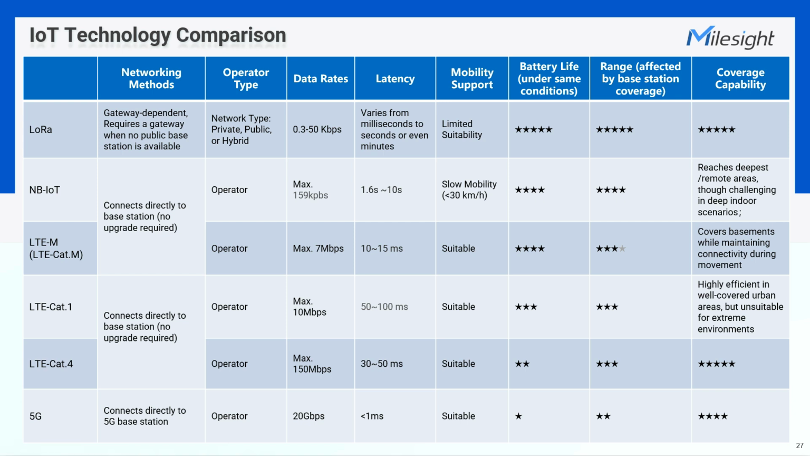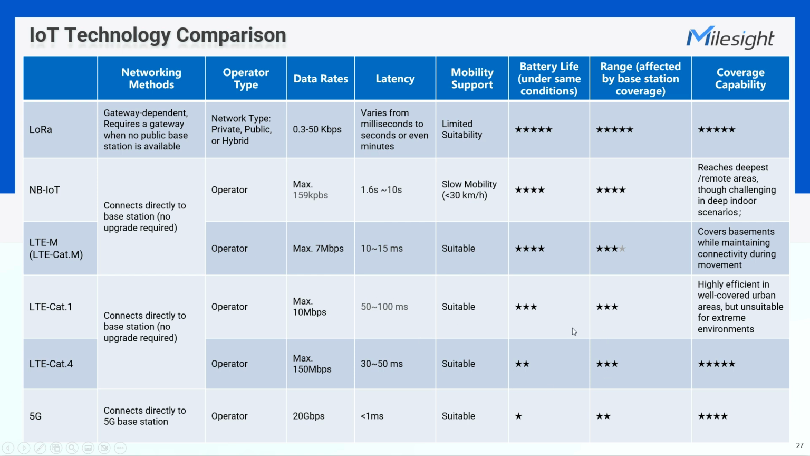Let me give you a simple way to think about their coverage and range. LoRaWAN is like a versatile all-terrain signal. It works great both indoors and outdoors. NB is like a submarine. It's designed to dive deep and reach the most remote, difficult spots, but it struggles with high mobility. LTE-M is like an all-wheel drive vehicle. It can handle some rough spots and stay connected on the move.